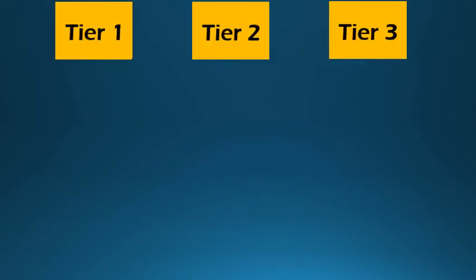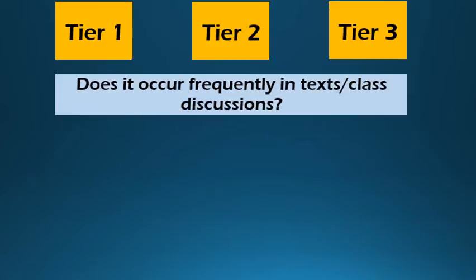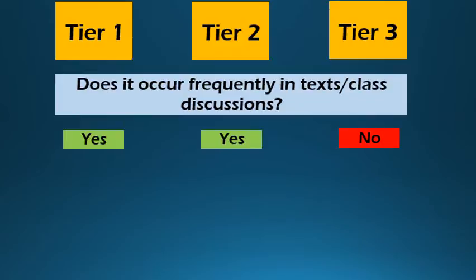So first, we consider our tier one, tier two, and tier three words. Then we ask ourselves the questions Longo and Curtis proposed to see how these categories of words measure up. So the first question was whether or not words occur frequently in texts or class discussions. So for tier one, we can say yes, they do occur frequently. For tier two, we can also say yes. For tier three words, we typically can't say yes because these words are content unit specific.